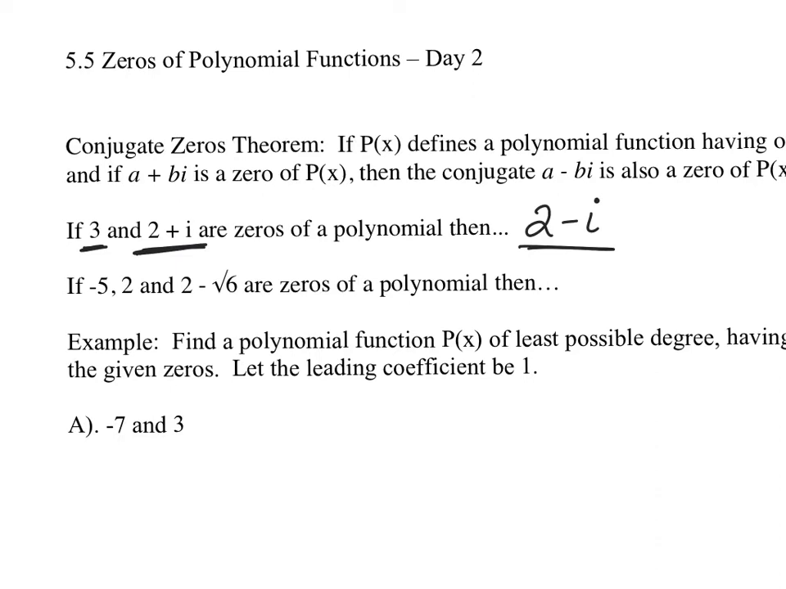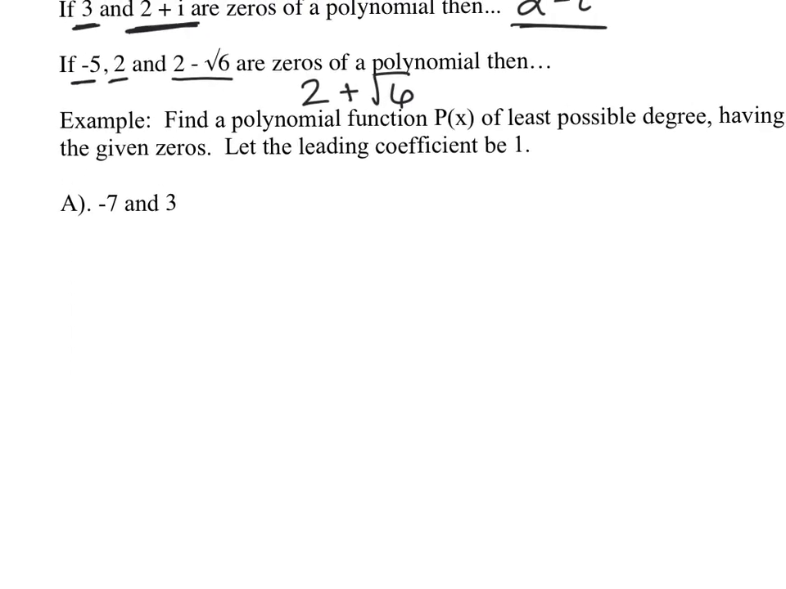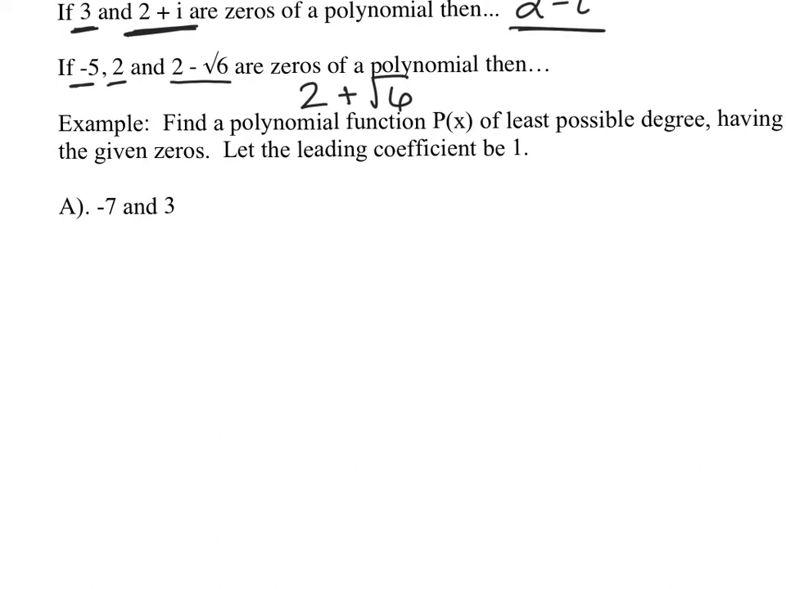On the next one, the zeros would be -5, 2, and then the conjugate of 2 plus the square root of 6, which is 2 minus the square root of 6. So there are 4 zeros on this polynomial. Again, we're going to first look to see if we have any conjugates. Then we'll write the factors, and then we'll FOIL it out.